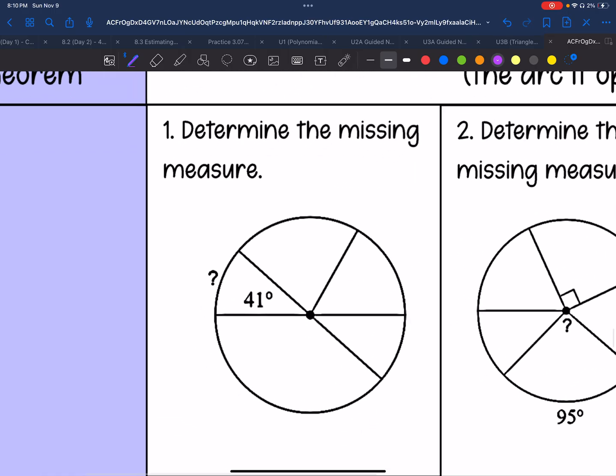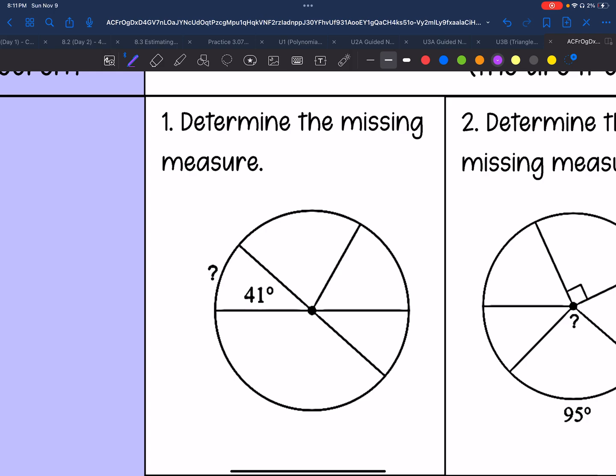Looking at example 1, we are asked to determine the missing measure. So notice we are looking for the measure of this arc right here, and that arc opens up to this angle, which we are given is 41 degrees. Well, because this angle is a central angle, which remember, we know it's a central angle because its vertex is at the center of the circle, it is congruent to its arc, and therefore that arc is 41 degrees as well. And it works both ways, which we see in example 2.